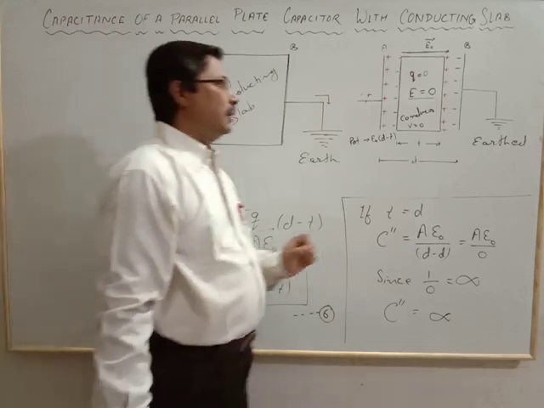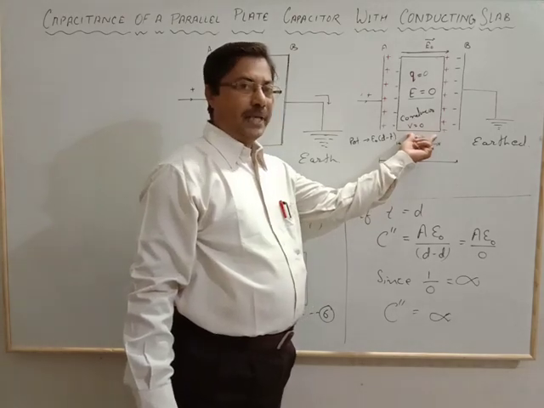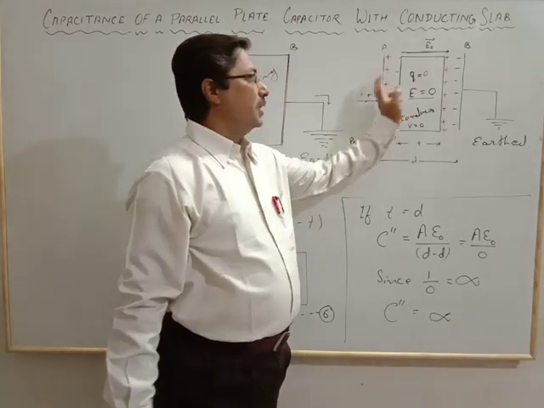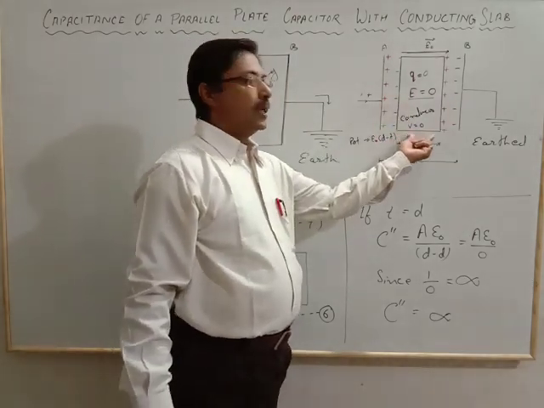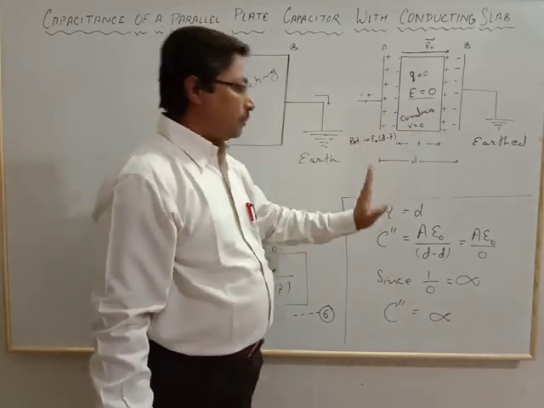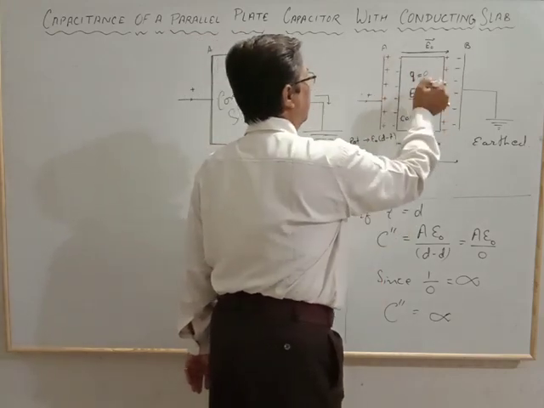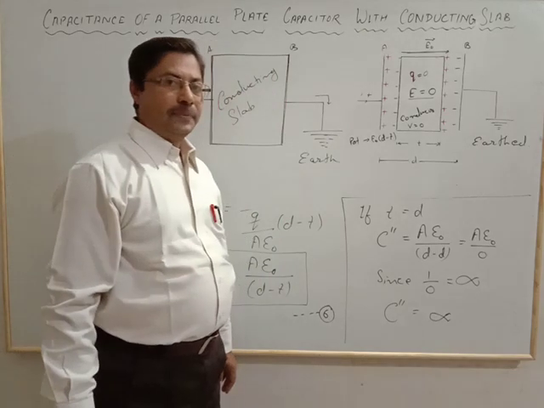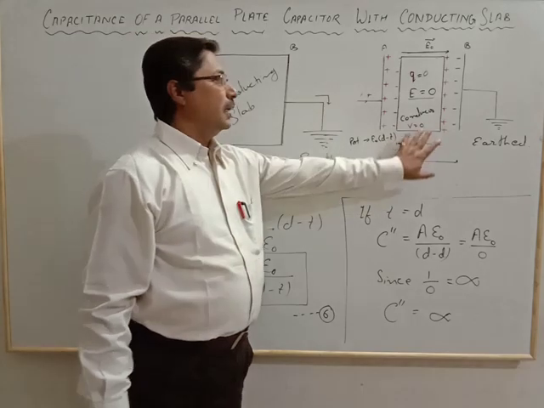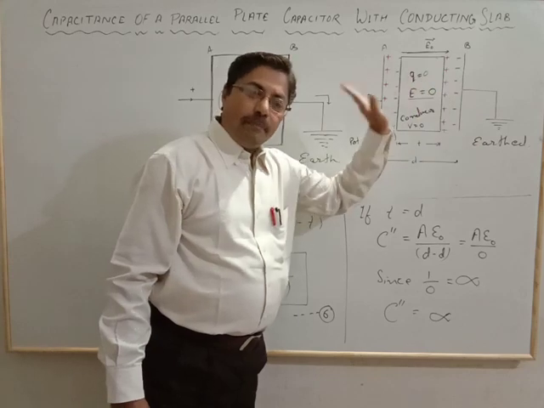So what we observe here, first of all, is that whenever the conducting slab is introduced in between the plates, number one, it will reduce the potential between the plates, and due to the reduction, the capacitance will increase. That capacitance will increase up to infinity when the whole space between the plates is covered with the conducting slab. So we come to know these two things regarding the introduction of the conducting slab between the parallel plates.